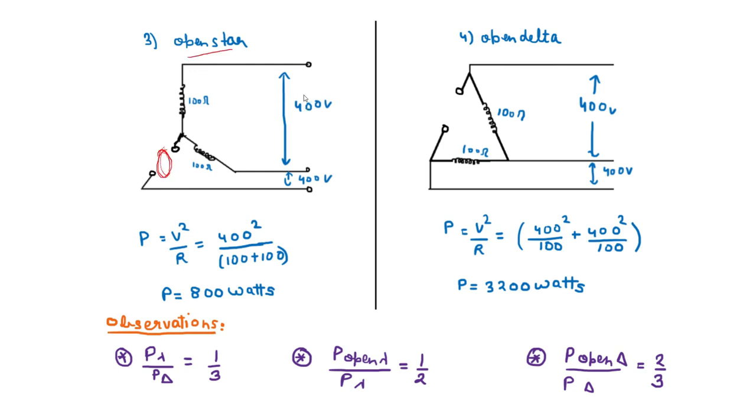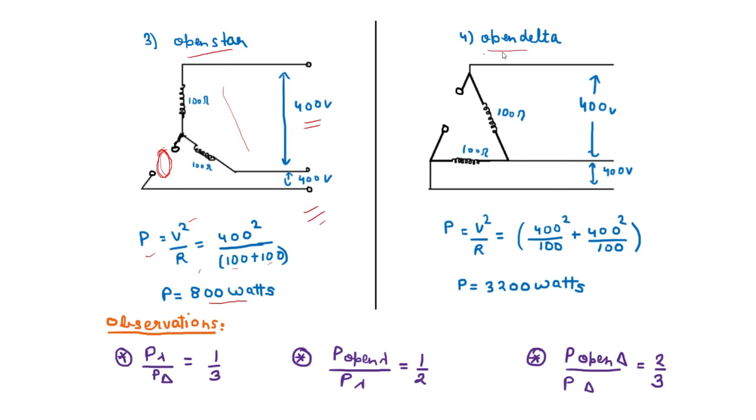So here what we get, this is your phase voltage and this is your total resistance 100 plus 100 ohm, and we all know that power is equal to V square upon R. So 400 square upon R plus R, which is equal to 800 watts. So here it is consuming the minimum power.